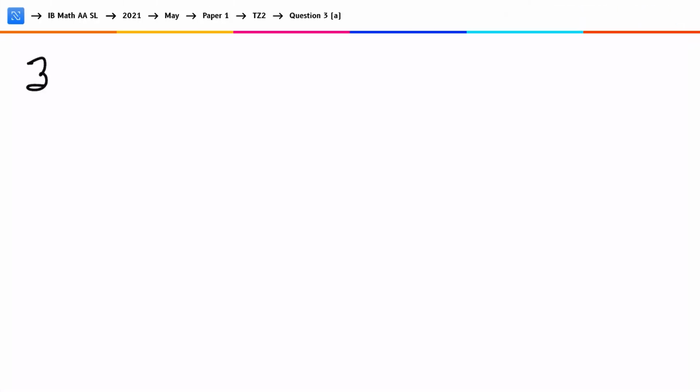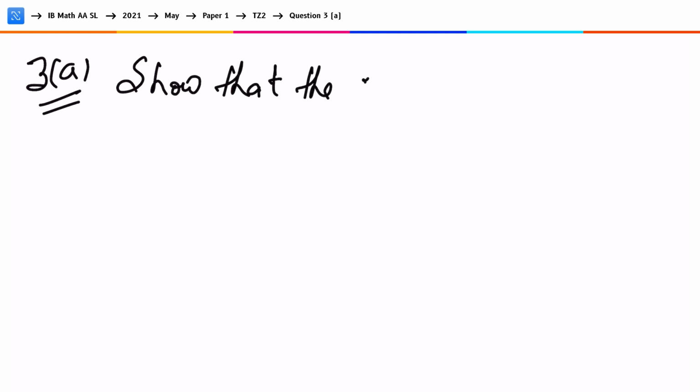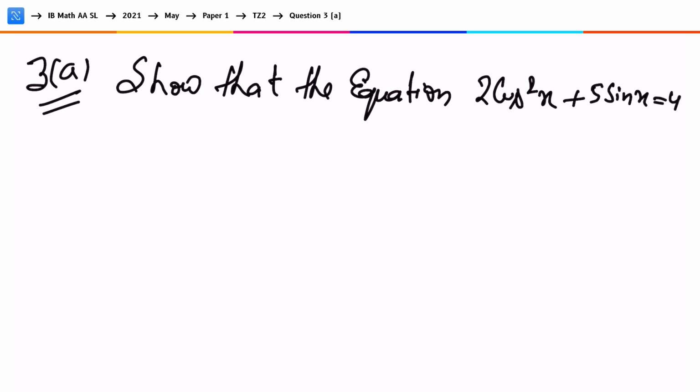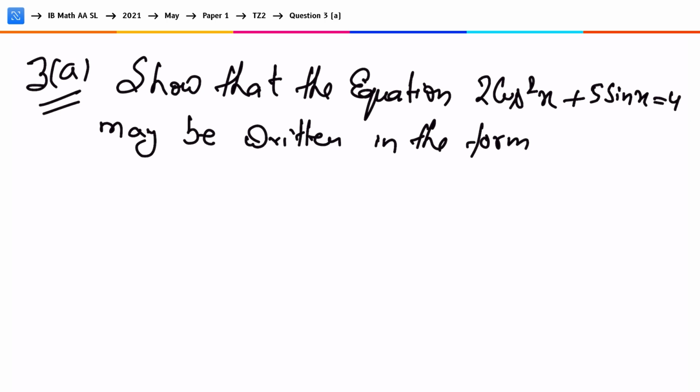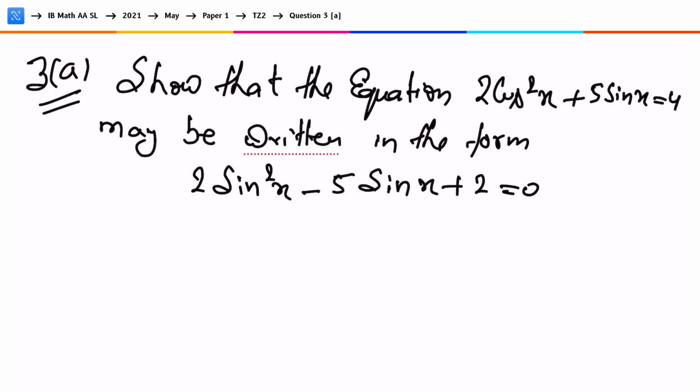Question 3, Part A. Show that the equation 2 cos squared x plus 5 sine x equals 4 may be written in the form 2 sine squared x minus 5 sine x plus 2 is equal to 0.